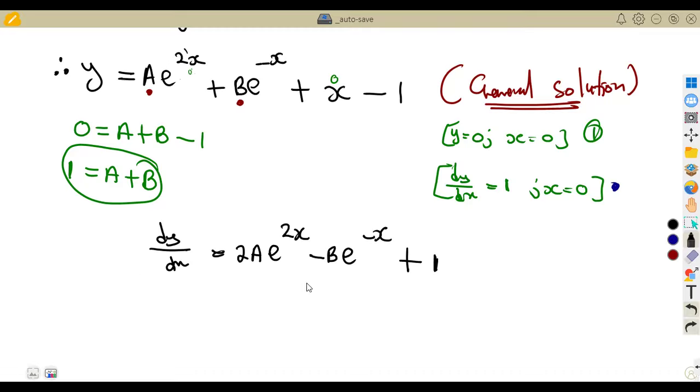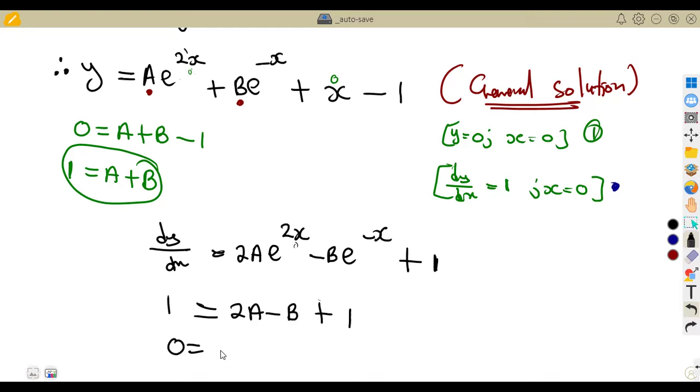So they are saying dy dx is 1 at a condition where x is equal to 0. So if x is equal to 0 here, remember e to the exponent of 0 is 1. 1 times 2a, this will be 2a. E to the exponent of 0 is 1 times minus b, so this will be minus b plus 1 here. Okay, so we can transpose this 1 to the other side. That will be 1 minus 1, which is 0.